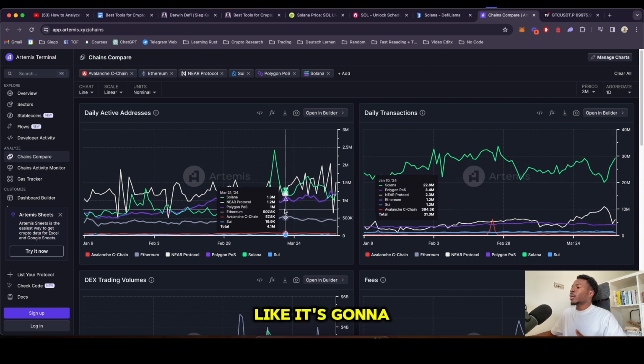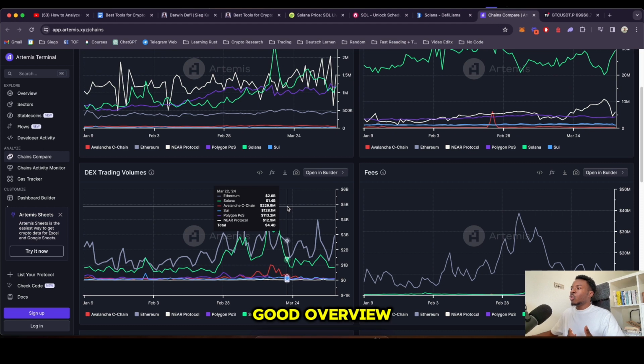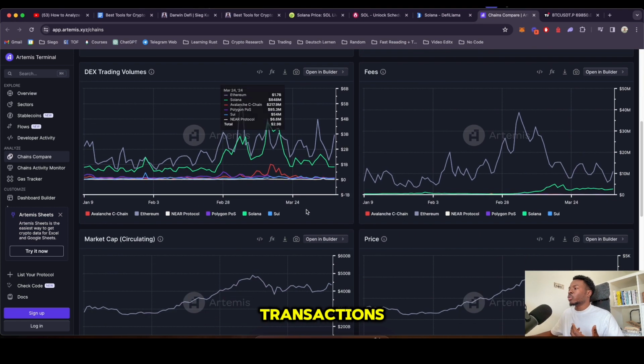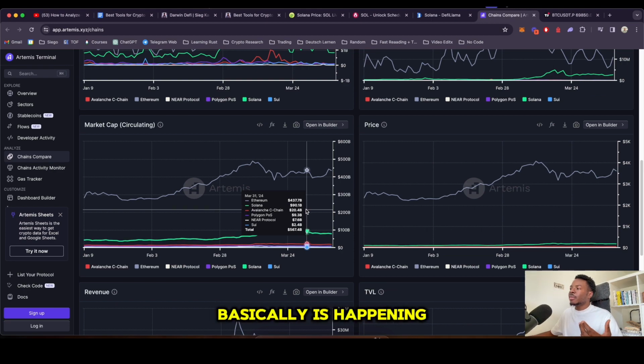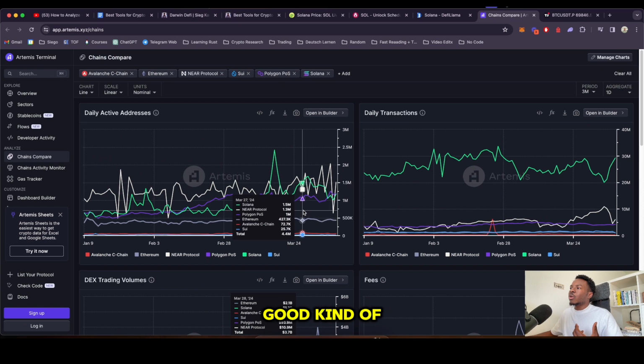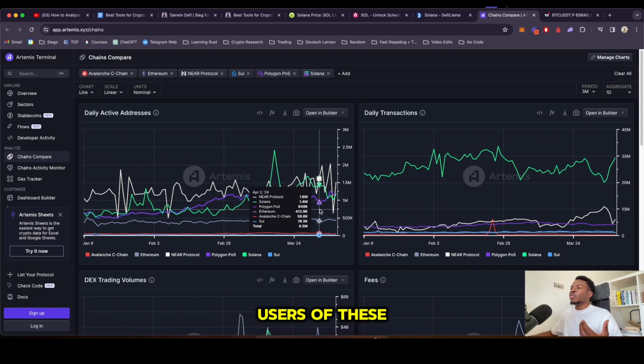So you can see this can give you a good overview of the number of people that are actually using these different blockchains and the number of transactions and the activity basically that is happening on these different networks. And it can give you a good image of the usage of these different blockchains, and it can help you make your decisions much more easily.